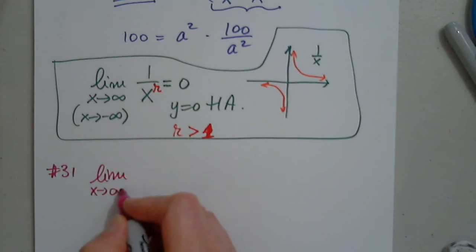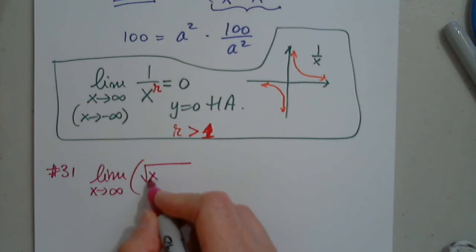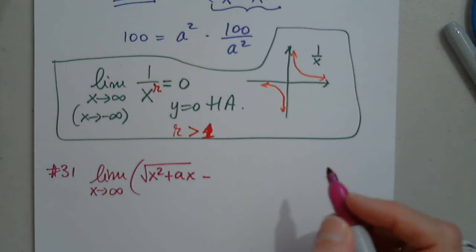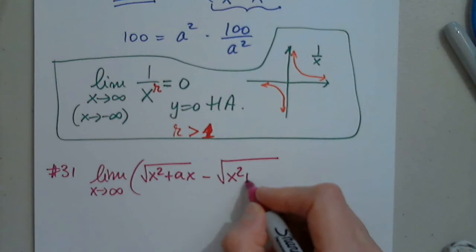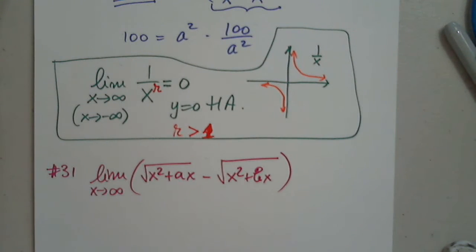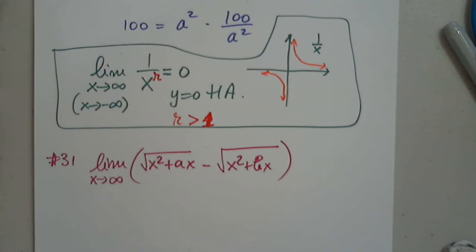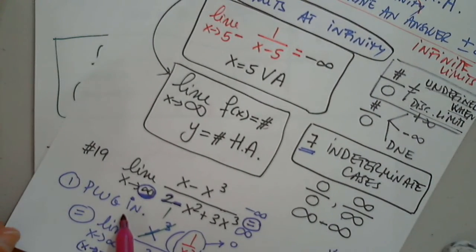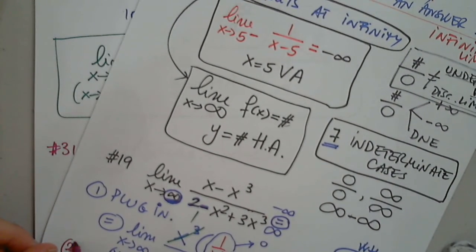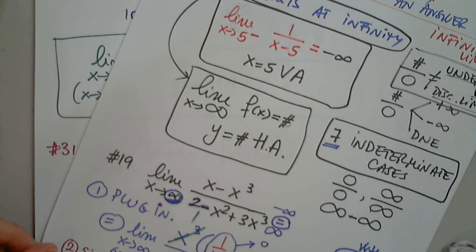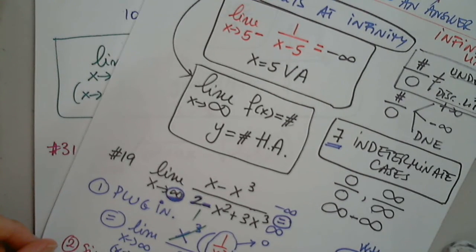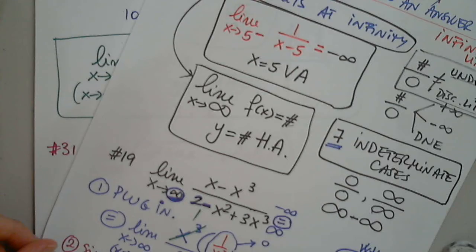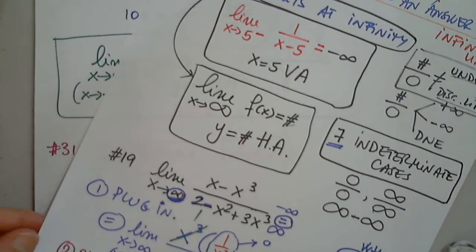Limit as x approaches infinity of the square root of x squared plus ax, a being a number, of course, minus the square root of x squared plus bx, b being a number. These are just not given to us. Okay, perfect. First step. So the first step was to plug it in. And then the second step is to simplify by factoring. And that's what we did, and then we plugged in.